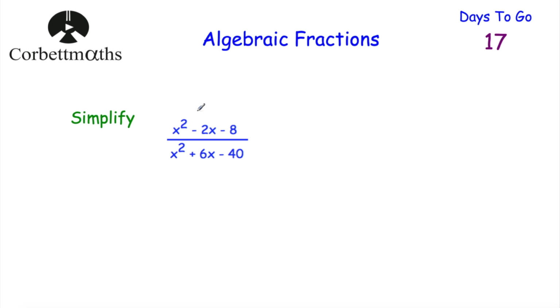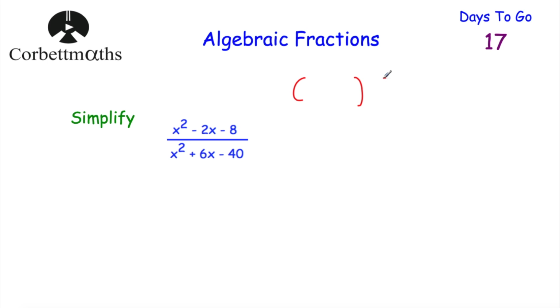The question is to simplify x squared minus 2x minus 8 over x squared plus 6x minus 40. So feel free to press pause now to try this question. Okay, so if I wanted to simplify this, the first thing I'd want to do is factorize the numerator and factorize the denominator. And they're both quadratic, so let's try and factorize them.